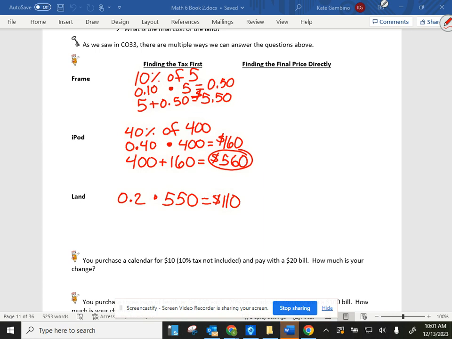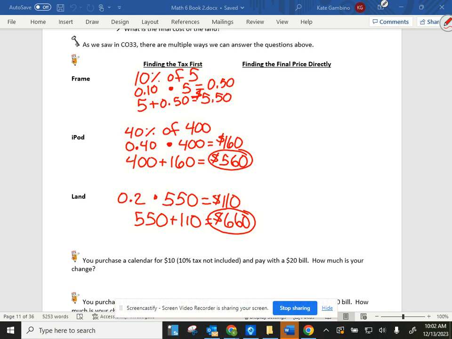What is my second step? Because remember, this is 2 steps to this one. Jimena, what's the second step? Add the 110 to the 550, and that gets me $660 for that land. So that's the finding the tax first. Just like when we found the discount first, we subtracted the discount off. Finding the tax first, we add the tax onto the original amount.